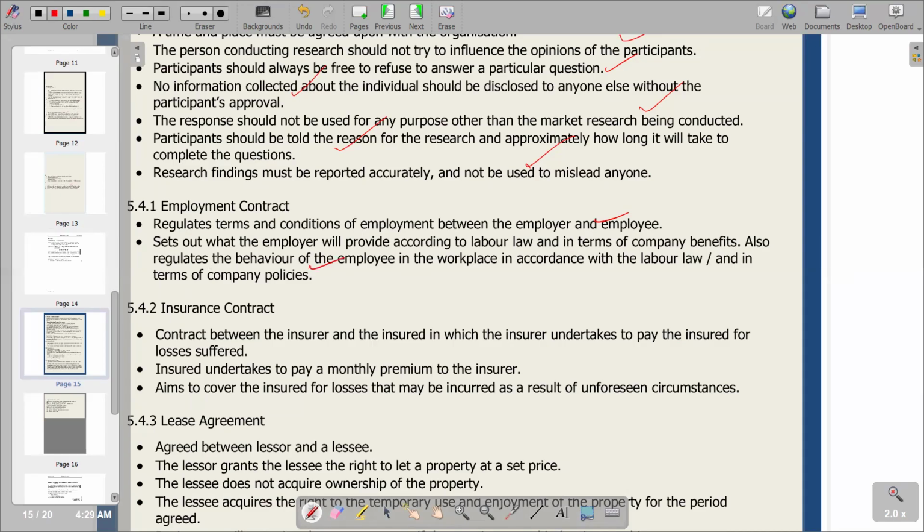Then we've got the insurance contract, a contract between the insurer and the insured. The insurer undertakes to pay the insured for losses suffered. The insured undertakes to pay a monthly premium to the insurer, and the contract aims to cover the insured for losses that may be incurred as a result of unforeseen circumstances. So this is what we have in terms of an insurance contract.